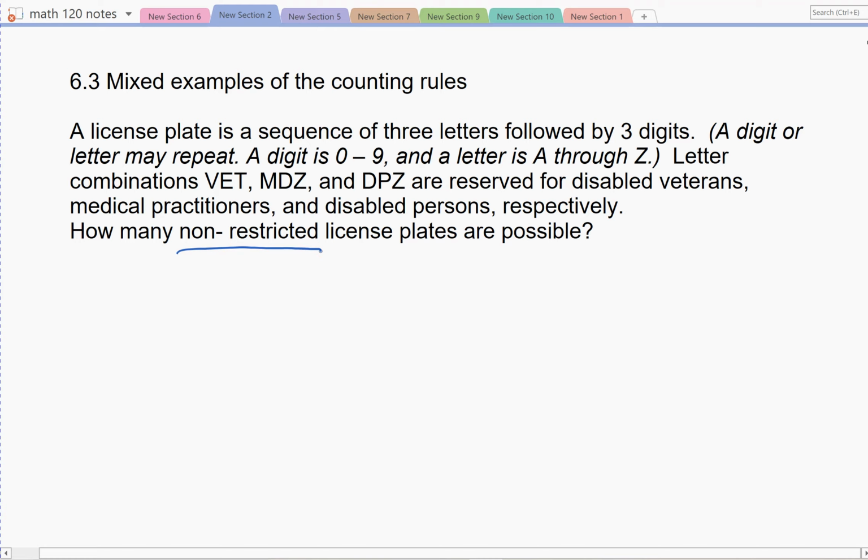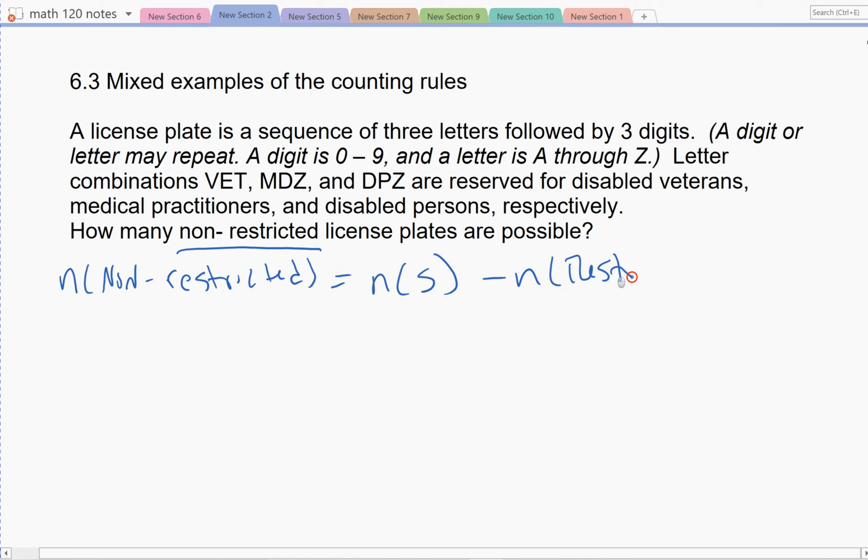All right, so we're actually looking for the complement here. We want to figure out how many are left over if we take away the disabled veterans, medical practitioners, and disabled person types. So we want to look for non-restricted. Well, what we're going to do is find the universal, how many are there total, and subtract away the number of restricted. All right, that's the complement rule. So I've got to find two sets. I've got to find the universal, and I've got to find the restricted. Right, well, the universal one's the easier one. It's the bigger set, but it's actually the easier one.